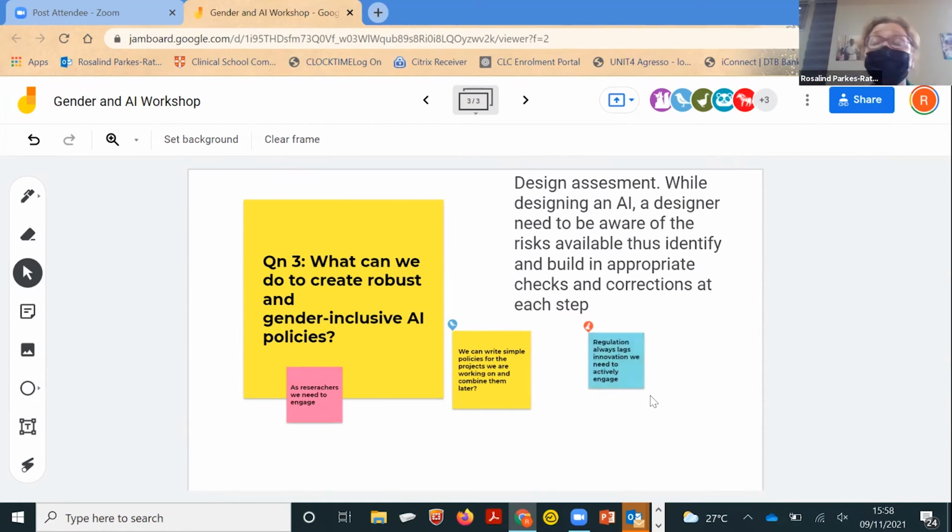It's difficult because when you've got lots of things to write, like papers and grants and everything else, that tends to get pushed to the bottom of the pile, but it is very important. Regulation always lags innovation. We need to engage actively, and as researchers, we need to engage. Absolutely. And so what do we do?